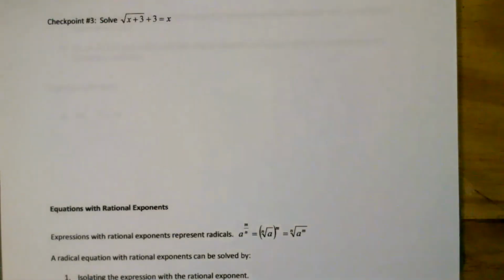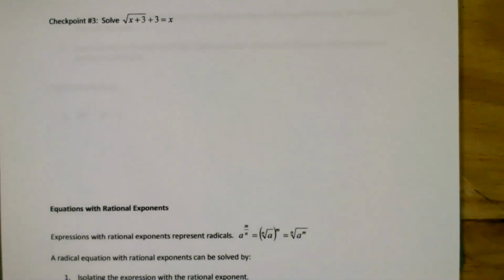Okay, here's another example of a radical equation. Let's say we had this. Here I want to solve this, the square root of x plus 3, and then plus 3 is equal to x.